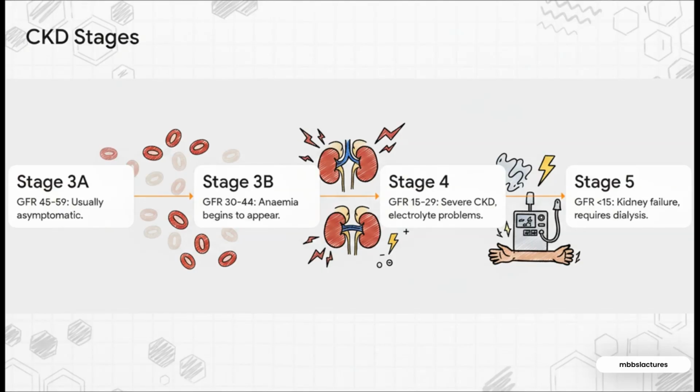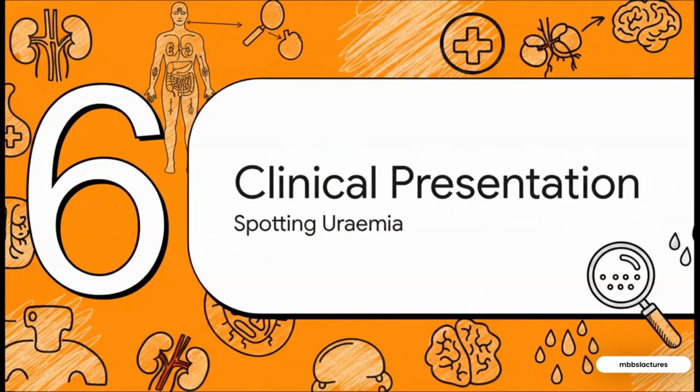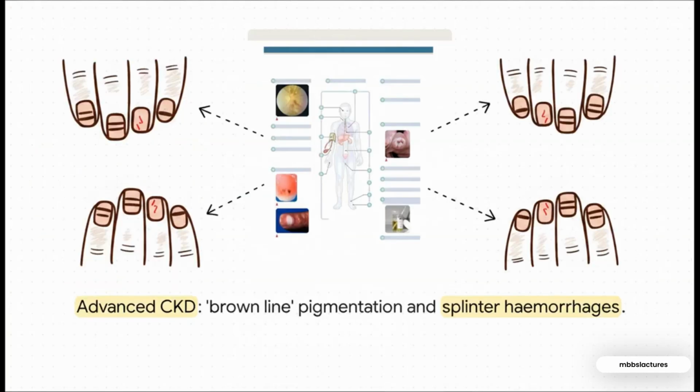Section 6. Clinical Presentation and Prognosis. Let's talk about spotting uremia. When a patient reaches advanced CKD, their body literally tells the story. You have to pay close attention to the extremities, and this brilliantly illustrates what you're looking for.